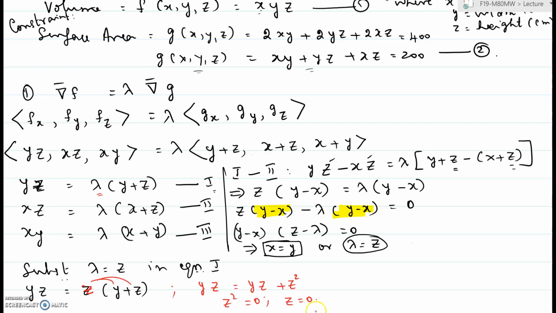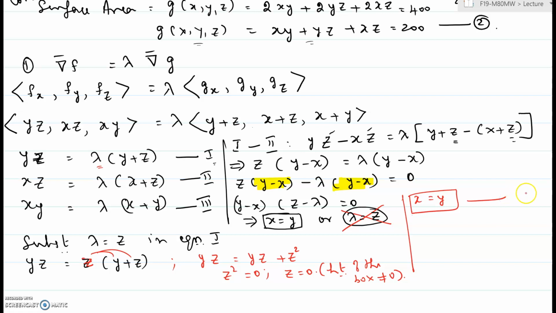Z cannot be equal to 0 because that is the height of the box. So not equal to 0. So lambda equal to z is not possible. So the only option is here x equals y. So we got this relation when we considered subtracting equation 2 from equation 1. So now we'll call it, say, A.